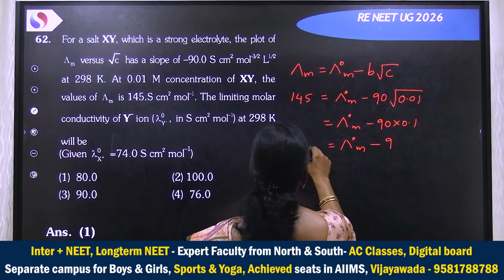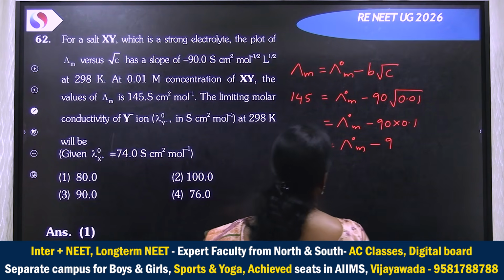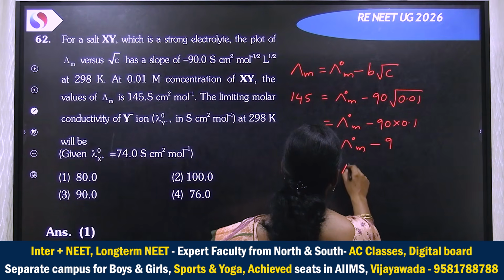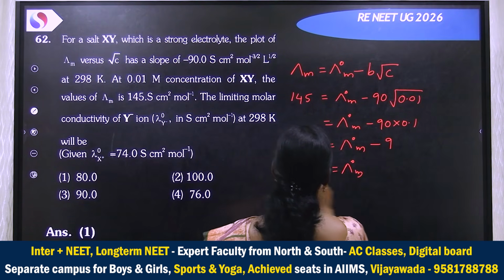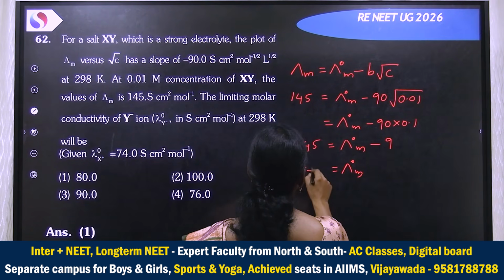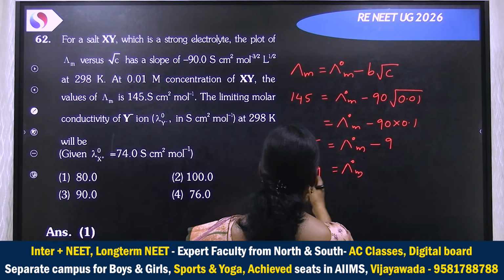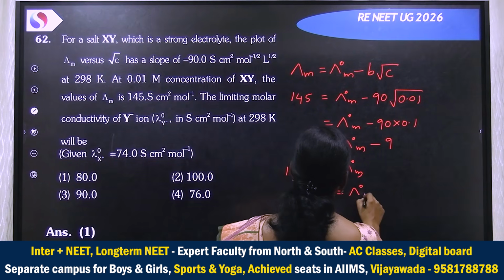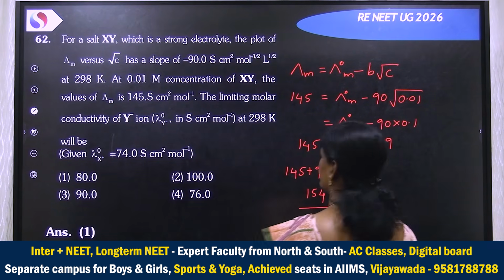So 145 equals lambda naught m minus 9. So lambda naught m is equal to 145 plus 9, which is equal to 154. So the lambda naught m value is 154.